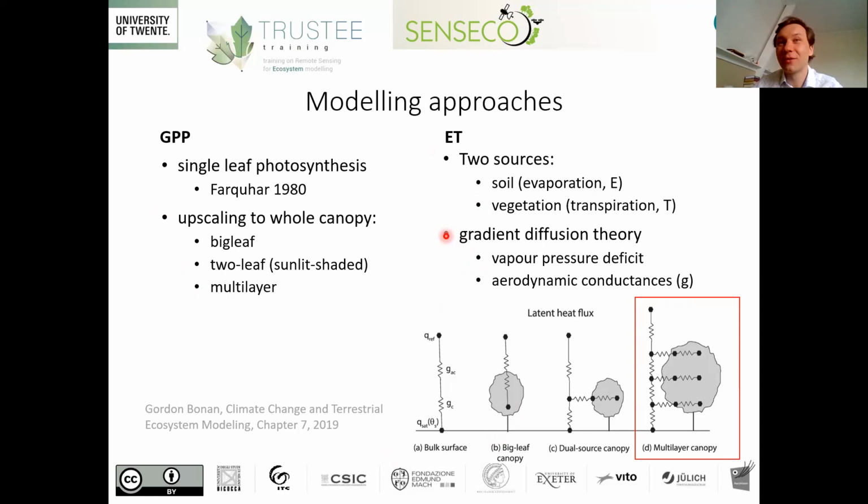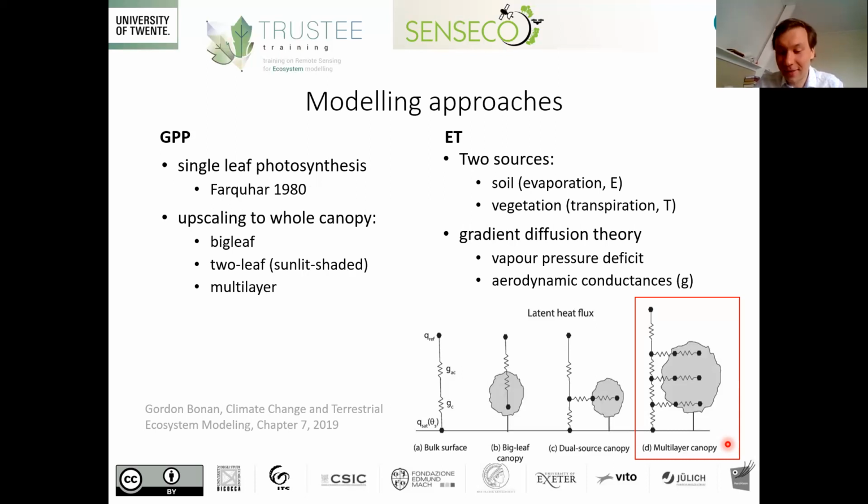Both modeling approaches are based on gradient diffusion theory, where vapor pressure deficits between the bottom and the top and aerodynamic conductances in between are the driving force of water transport. So we're talking about 2-source models, where both soil and vegetation components contribute to evapotranspiration, or there can be, again, multi-layer models. Notice that up to now, I haven't said anything about the SCOPE model, because those concepts are common for many land surface models, if not all.